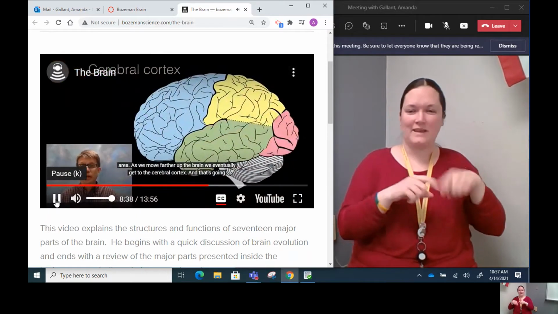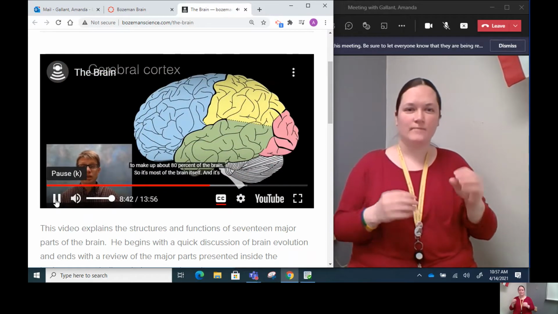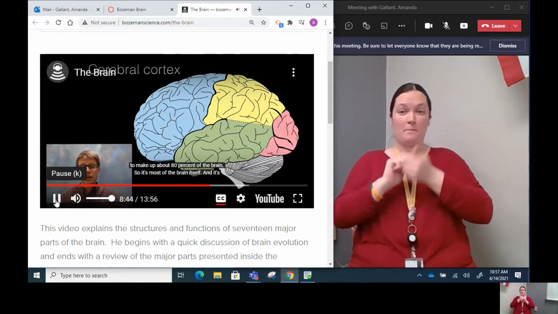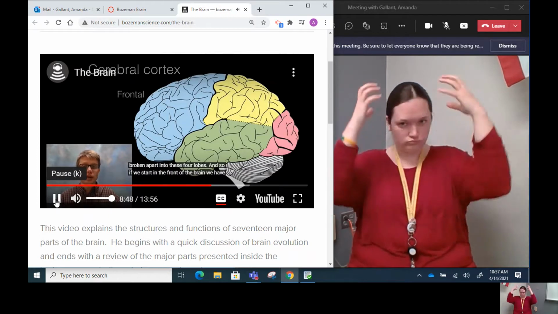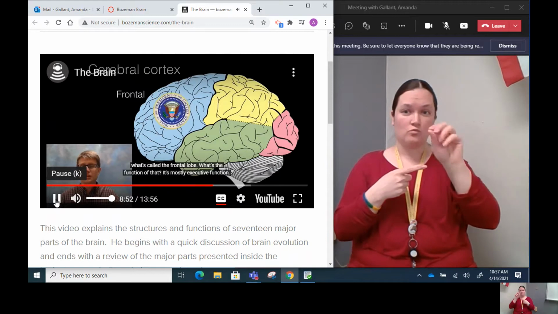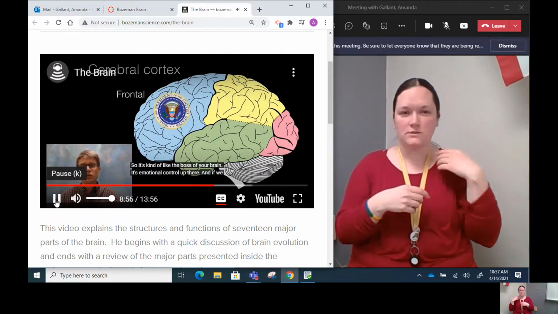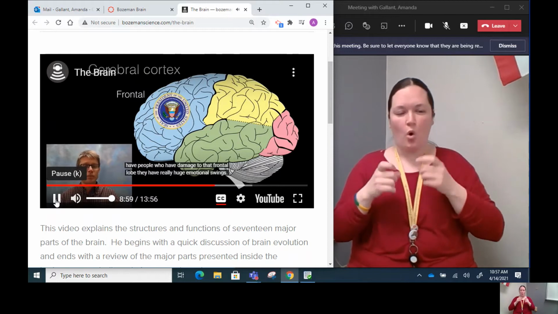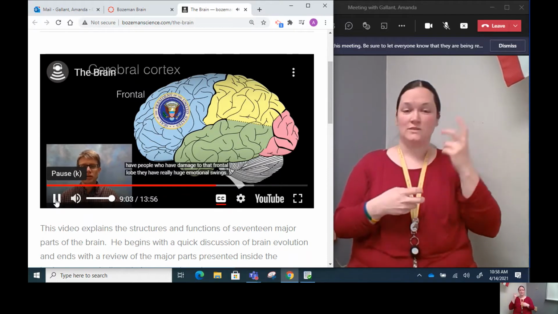As we move farther up the brain, we eventually get to the cerebral cortex, and that's going to make up about 80% of the brain. So it's most of the brain itself, and it's broken apart into these four lobes. And so if we start in the front of the brain, we have what's called the frontal lobe. What's the function of that? It's mostly executive function. So it's kind of like the boss of your brain. It's emotional control up there. And if we have people who have damage to that frontal lobe, they have really huge emotional swings.